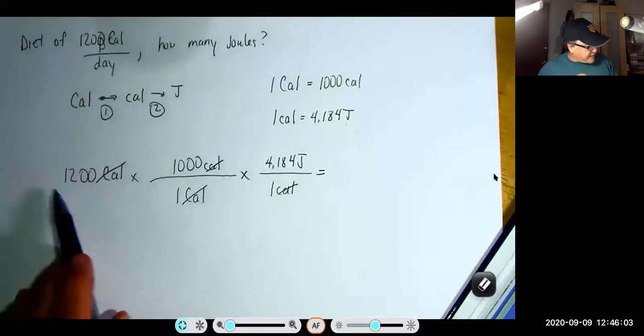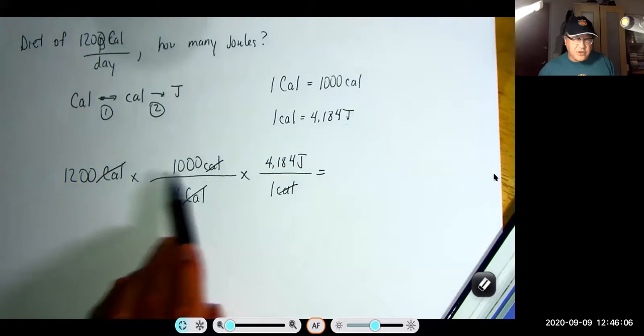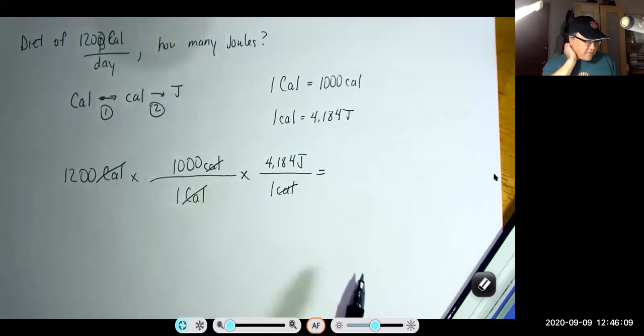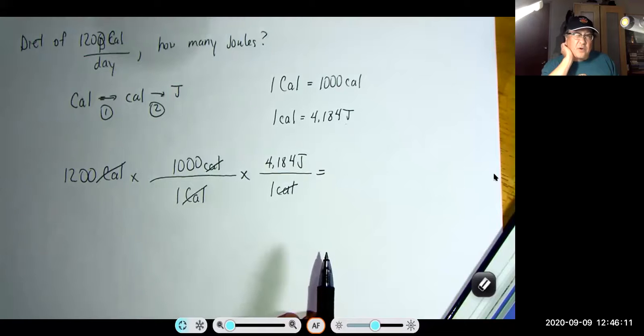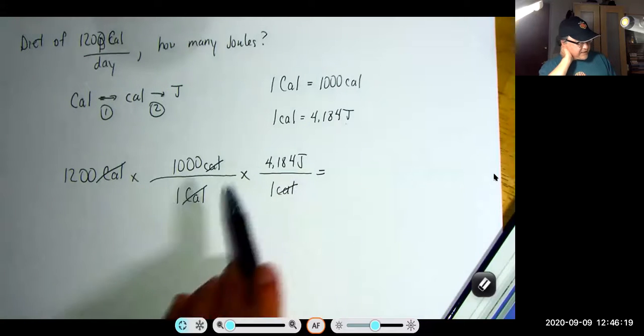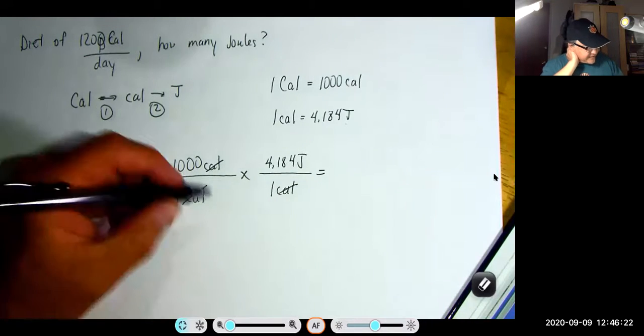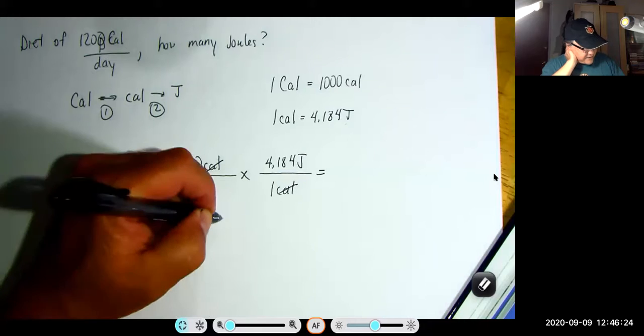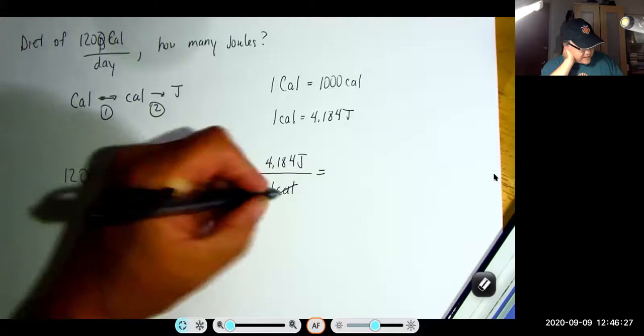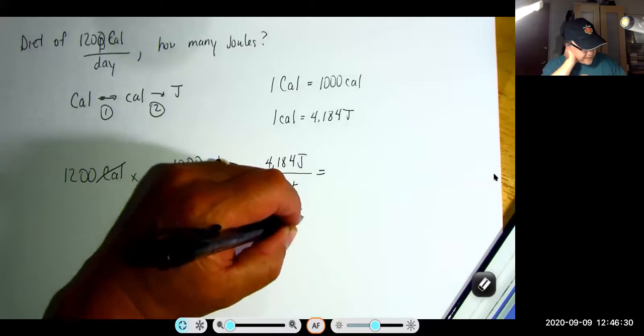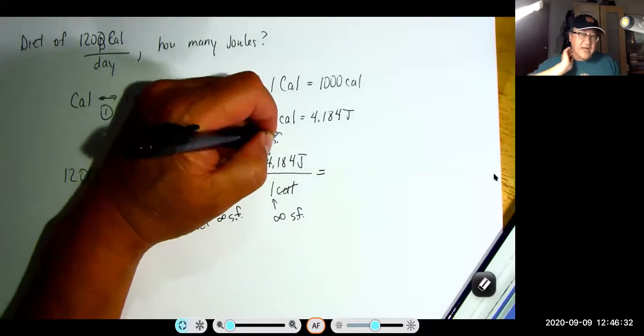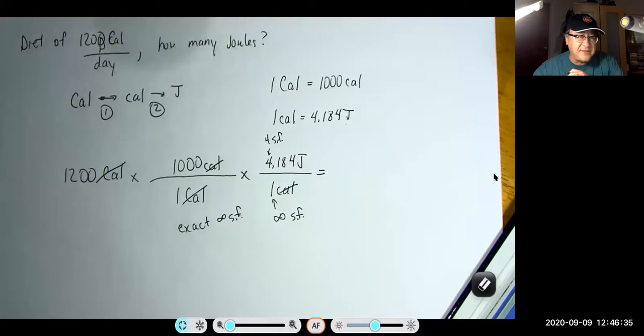So you can see that roughly I'm going to have this times this, which is 1.2 million, times 4.184. So 1.2 times 4 is what? 6? No, not quite that much, maybe 5. So I'm going to have like 5 million as my answer. Now this is exact, so I have infinite sig figs here. This is infinite sig figs, and this is 4 sig figs. Turns out that the conversion between joules and calories is not defined. So 4.184 is 4 sig figs.